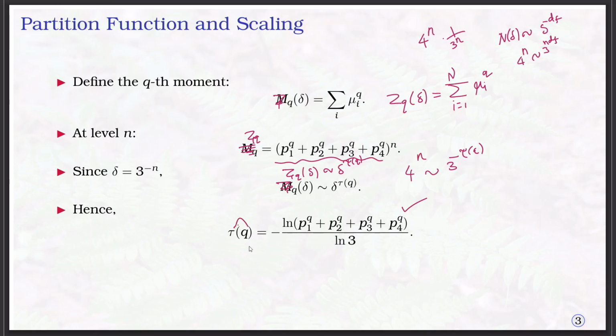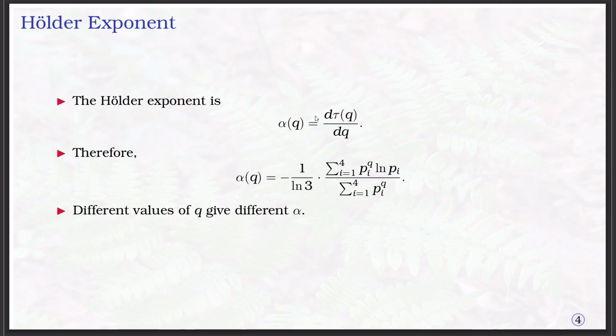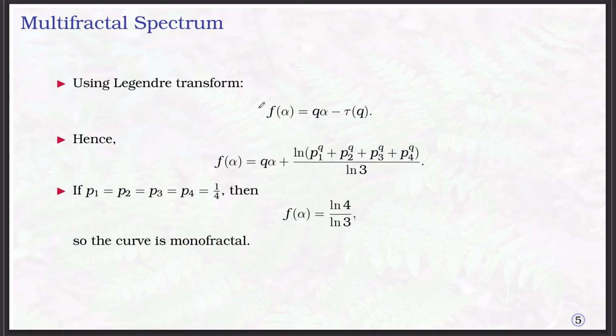Then by taking the Legendre transform, we apply alpha q equal to minus d by dq of tau q. Then we can get alpha q as the sum of p i power q ln p i by the sum of p i power q. Different values of q give different values of alpha, because the probabilities are not equal. From here, using the Legendre transform, f of alpha can be written as q alpha plus tau q.